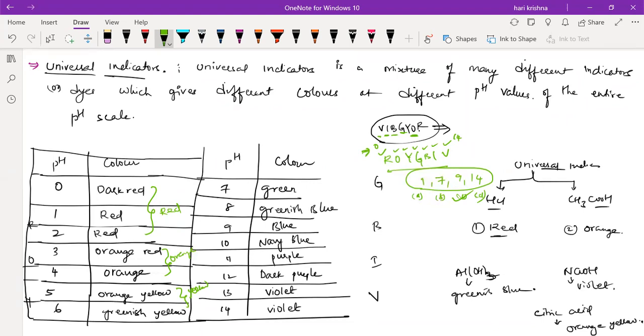So try to remember the VIBGYOR in reverse and the range. 0 to 2 is red. 3 to 5 you will get an orangish color. 6 is yellow, greenish yellow. 6, 7, 8 are greenish yellow, green, greenish blue. Again the blue, navy blue, 9 and 10. Indigo is not there, but that is purple and dark purple, two colors. And 13 and 14 is for the violet. Like that you have to remember.